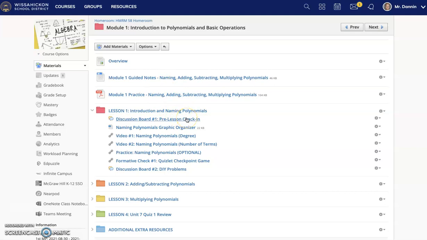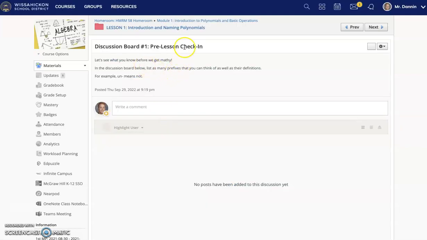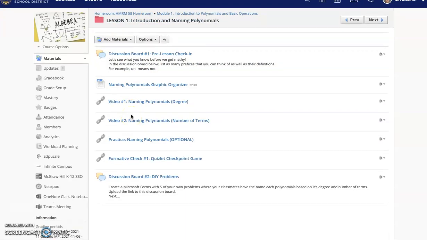This is an asynchronous discussion board where students complete a pre-lesson check-in. This is just to get students involved and to get them started thinking in terms of the concept they will be learning. I will continue to monitor the discussion board and ensure that students are acting appropriately and responding in a timely manner. A graphic organizer is provided for this specific lesson, however, that will vary from lesson to lesson.